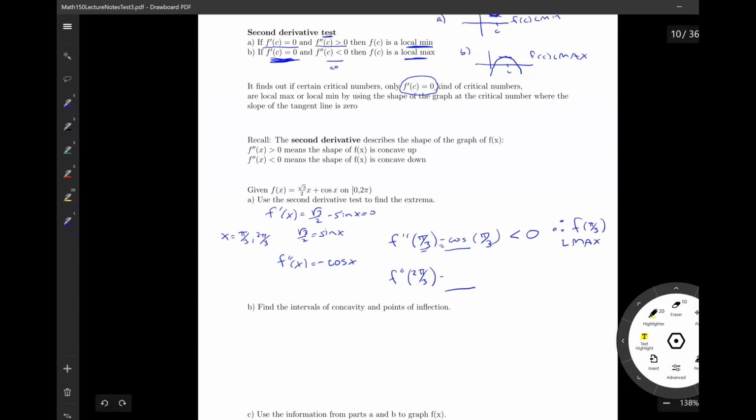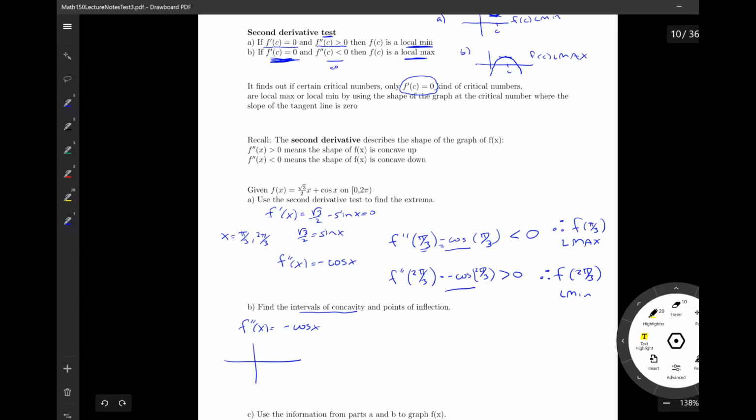If I plug in 2 pi over 3, I get negative cosine of 2 pi over 3. This is negative, then it turns positive, so I get a number bigger than 0. So that means that f of 2 pi over 3 is a local minimum. All right, so now we're being asked to find the intervals of concavity. So that's where I look at the second derivative. I can look at the graph, or I can look at a number line.